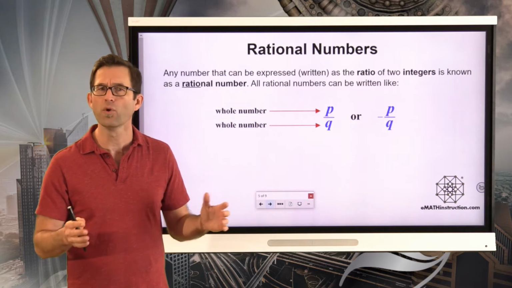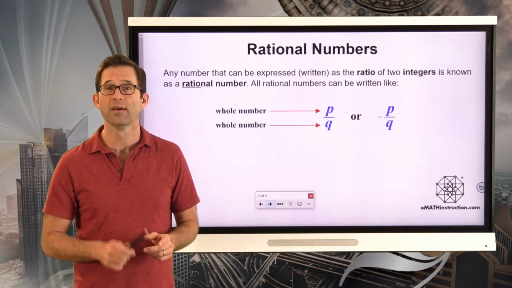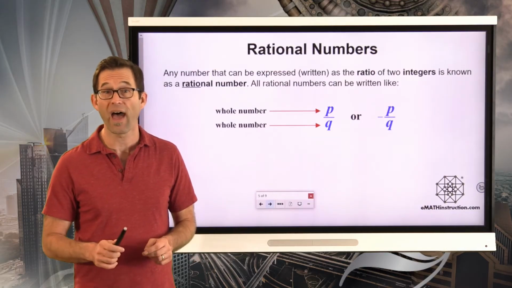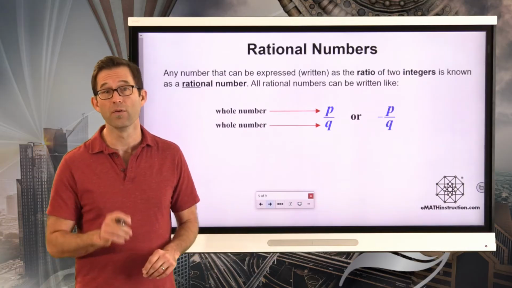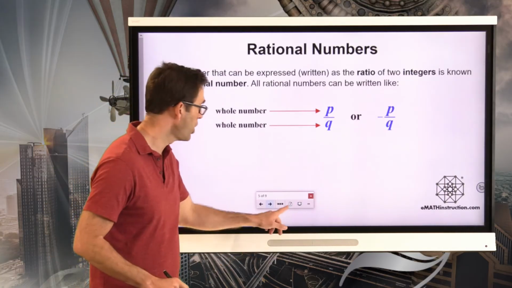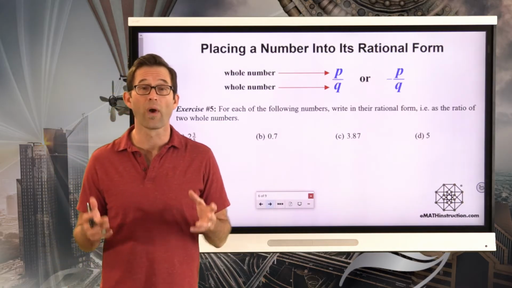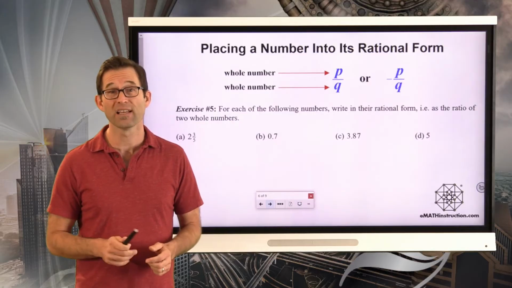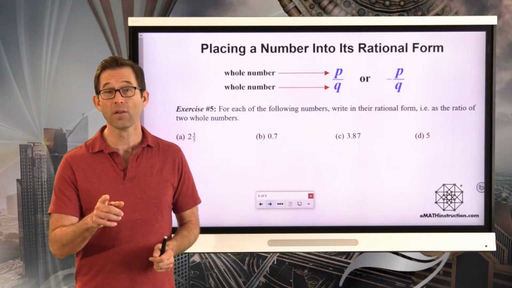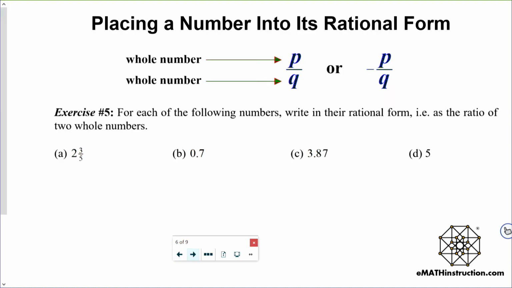But for now, if you want to think about rational numbers as any numbers that can be written as fractions, that's not a bad way to do it. And that is a lot of numbers. In fact, that's basically every type of number that you've ever seen so far. Let's take a look why. Right? So, placing a number in its rational form. Essentially, every single number you've seen so far has been a rational number. And let's take a look at exercise 5 when we write numbers in their rational forms.